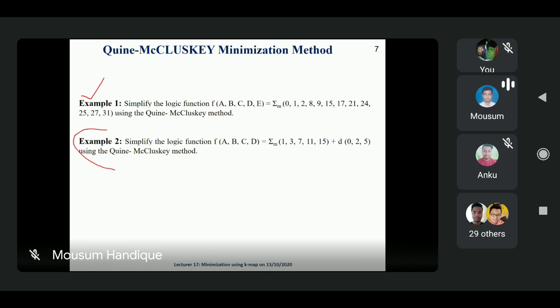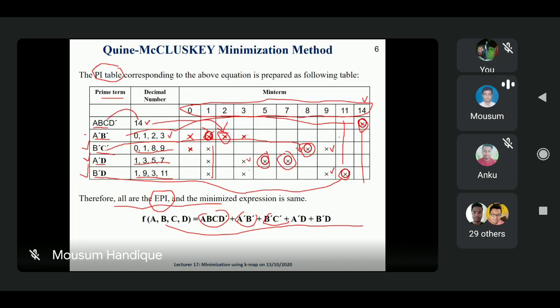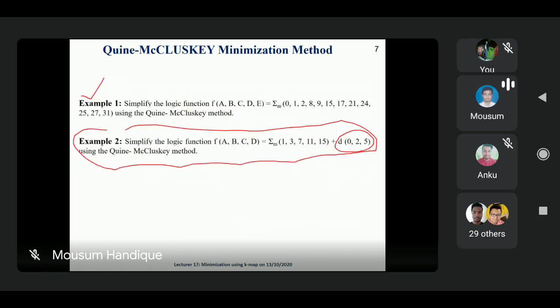In this example there are some differences, because D means I am using don't care here. But till now we have not discussed how to handle don't care with the help of the Quine-McCluskey method. So I am giving one concept, and after that you will try example 1 and example 2. If don't care min terms are there, how can we solve it with the Quine-McCluskey method?